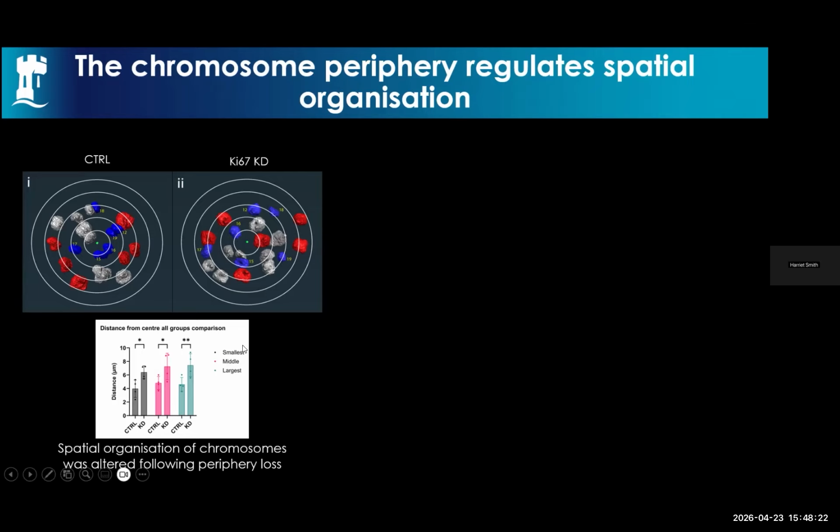And when we analyzed this quantitatively, looking at the distances between the chromosomes and the center of this metaphase plate, we could see that in the knockdowns, there was a significant increase in the distance of chromosomes from this alignment, showing that Ki67 in the chromosome periphery seems to have some sort of role in spatial organization of chromosomes and is not just structural.